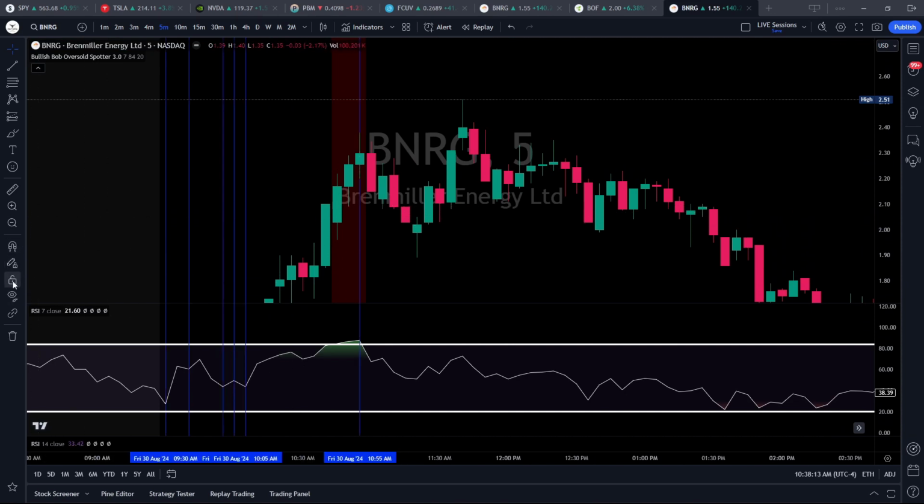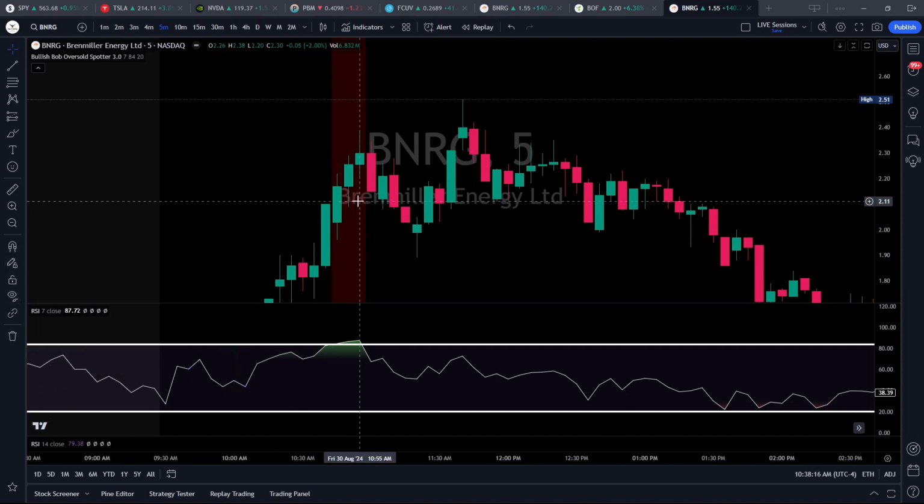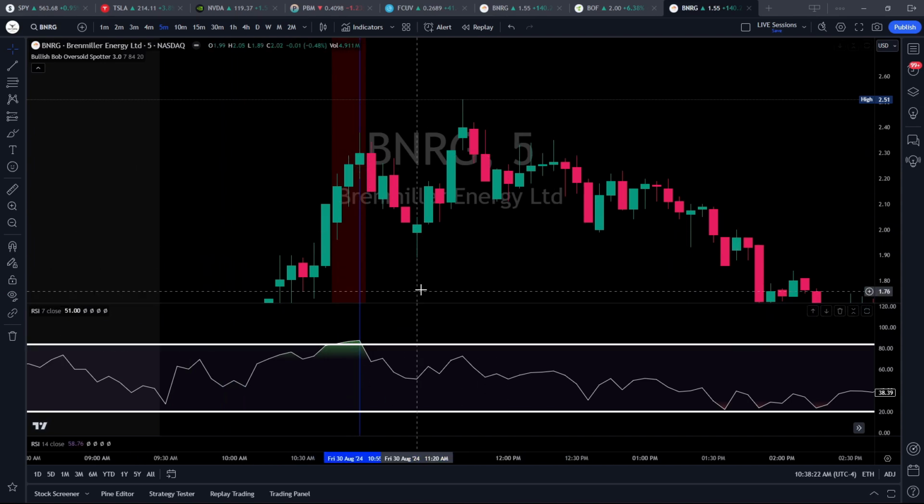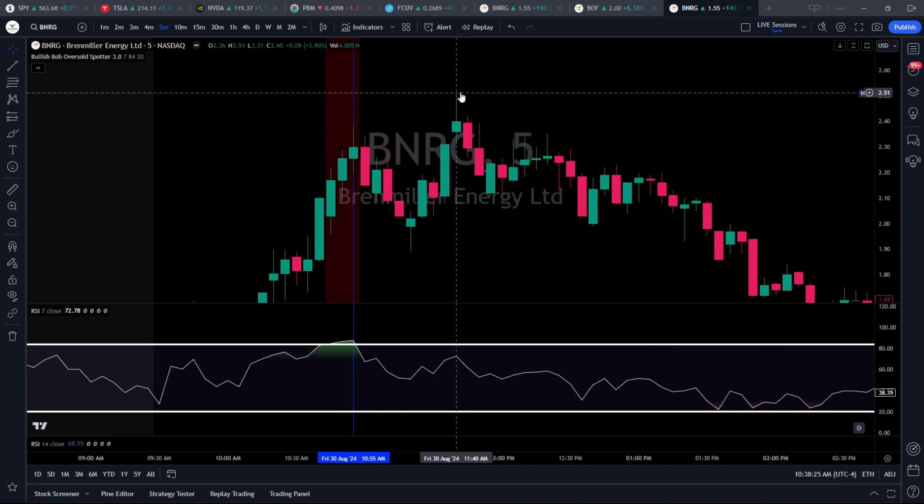You can't see the line. Delete the lines, and we'll draw a line right here. So this is where it peaked, right? This is where the RSI down here peaked. Okay. So we can see it then retrace back down, but then it made new highs. But what you'll notice is the RSI did not make new highs.